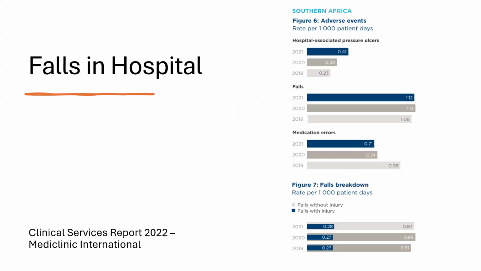So there's a paucity of information regarding inpatient falls in South Africa and in Africa, but the Mediclinic group is one private hospital group that reports on their adverse events, which includes falls. And they have also recently included a falls breakdown, which looks at the proportion of falls that results in injury. So they operate about 50 hospitals in Southern Africa. So this is about 9,000 beds that this data comes from.